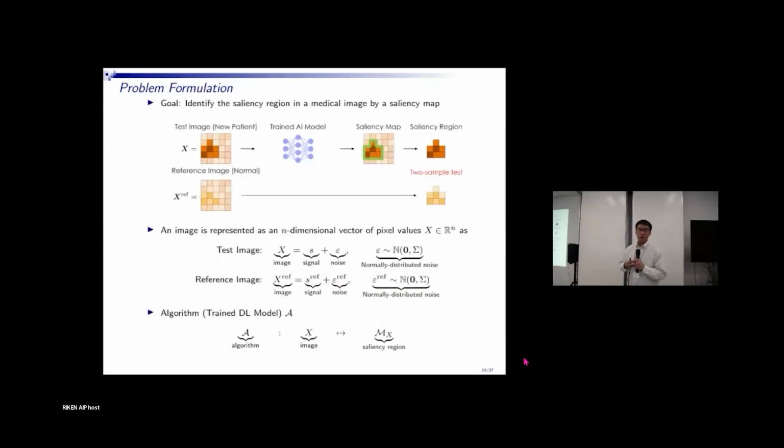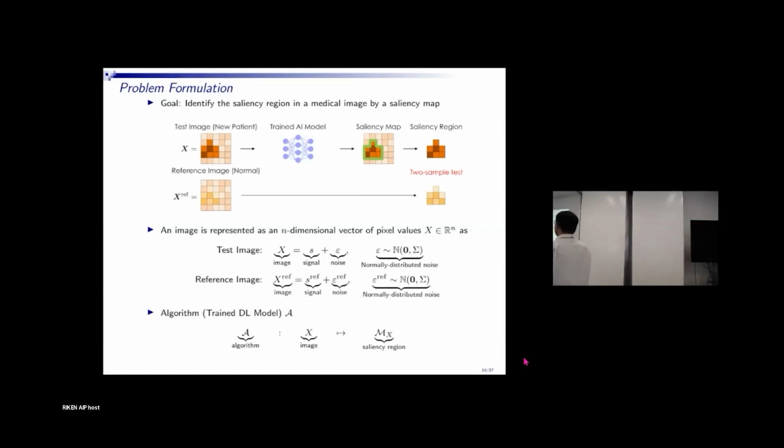So now let me formulate this problem a little bit more concretely. Let me call this image an n-dimensional vector x. We feed this image into the trained neural network, and this will compute the saliency region. And we have the x reference. This is a reference image, and we can pick up the same region as the saliency region here. And we conduct a two-sample test. So let me formulate this mathematically.